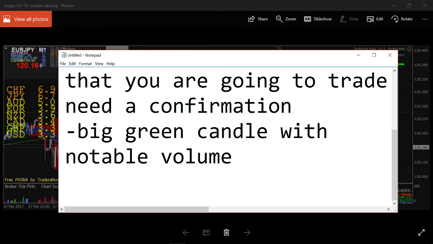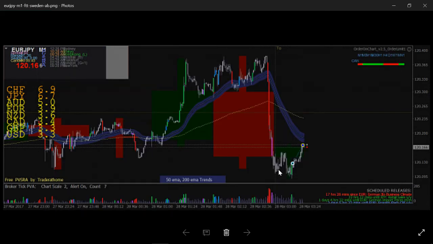So why did I enter here? It's because although it broke the previous low, I know that on M15 and M5, it didn't break. It went to an area of consolidation and bounced back. So when I got this green candle, I knew that it had a very big probability that PA would try to go back to Dragon.